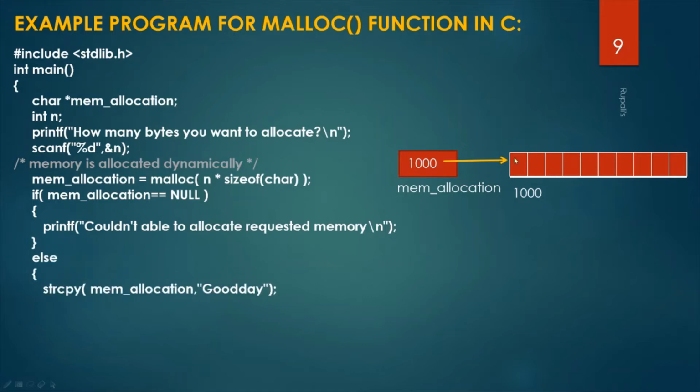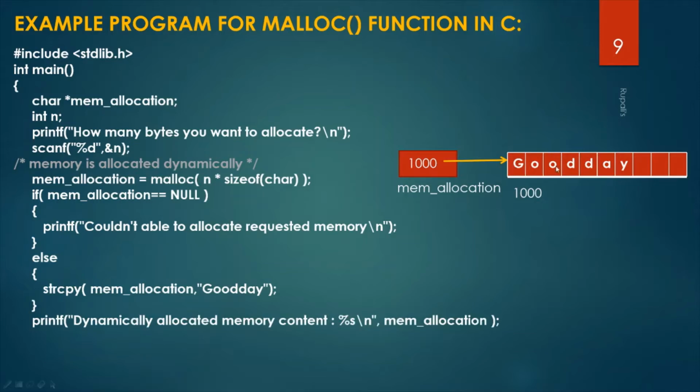in this allocated memory we want to store the string good day. So we write strcpy mem allocation good day, because this location has no name. So how can we access this location? By the address 1000. Where is our 1000 stored? 1000 is stored in the variable mem allocation. So through mem allocation we access this location. So we write strcpy mem allocation good day, and here good day is stored.